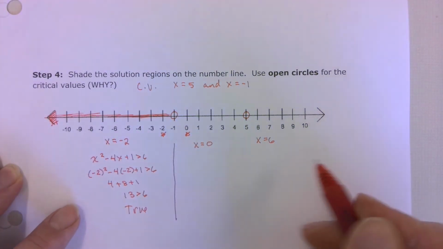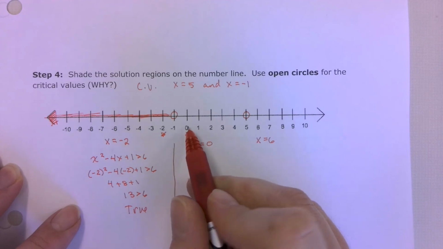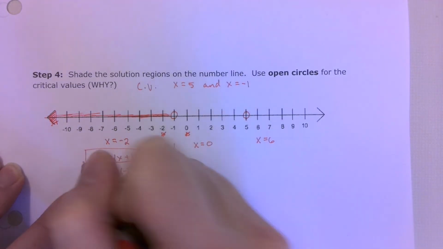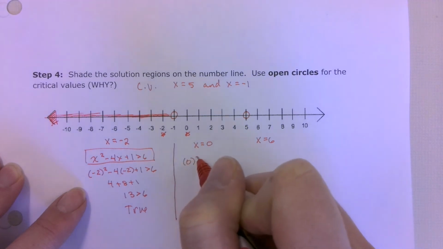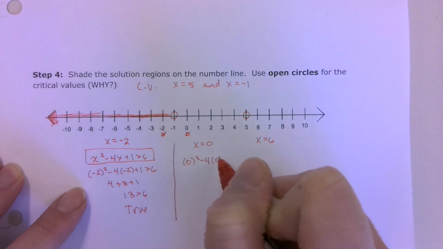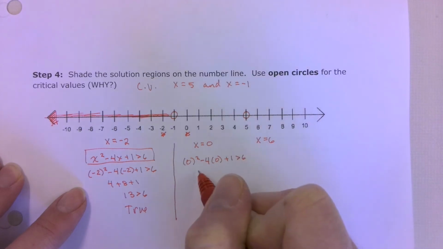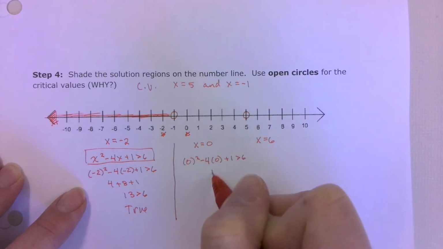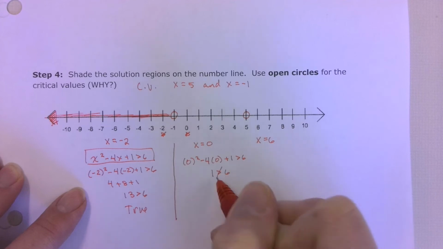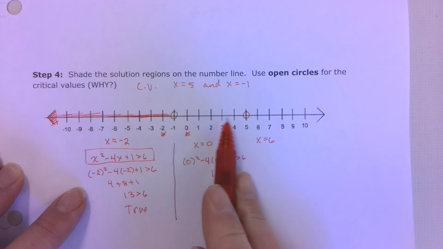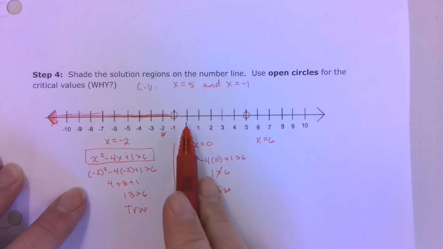Okay, next thing I want to do is I want to test a point in between. So I pick 0. I'm going to go ahead and plug it into my function. And so that would be 0 squared minus 4 times 0 plus 1 is greater than 6. So I get 1 is greater than 6. That is not true. And since that is not true, I do not shade this region.